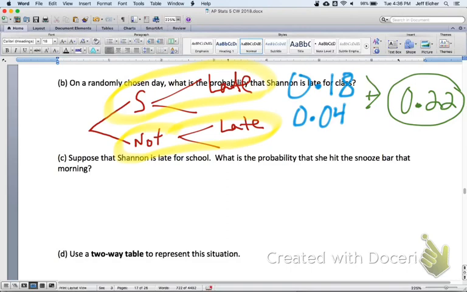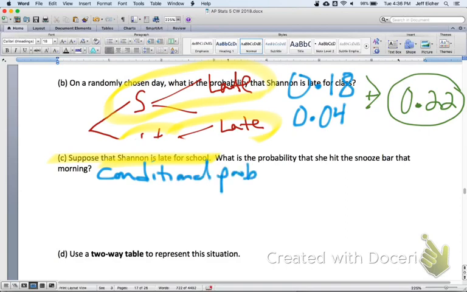Suppose that Shannon is late. What is the probability that she hit the snooze? So notice this statement right here. This statement, suppose that Shannon is late for school. This indicates to us that it's a conditional probability. So as a conditional probability, given that she's late, we want the probability that she hit the snooze given that she's late. And that would be calculating.